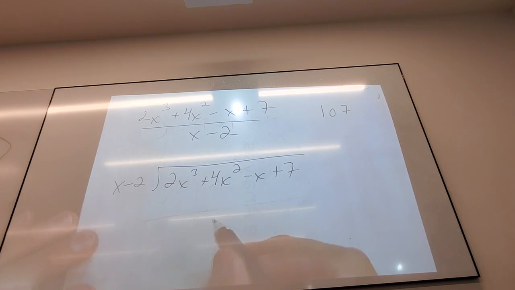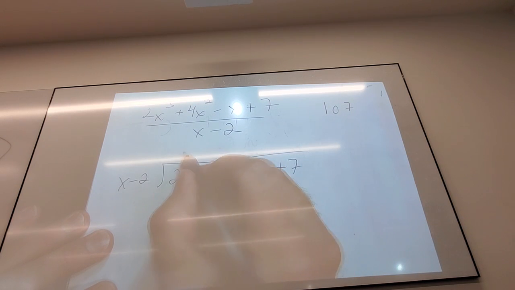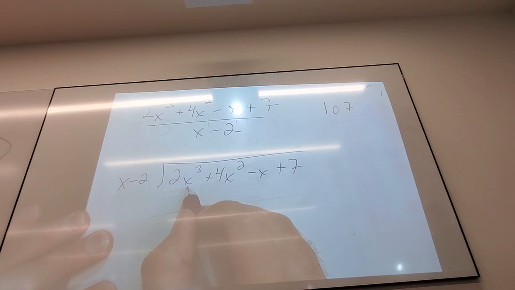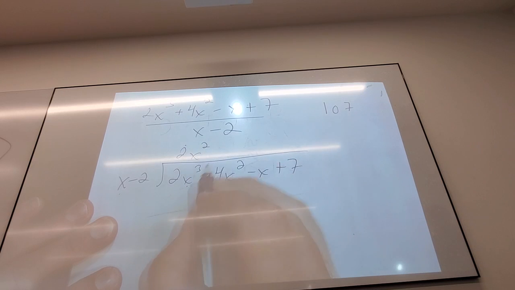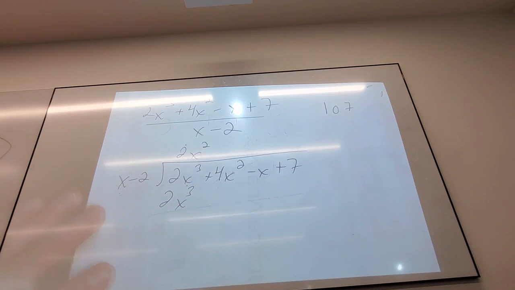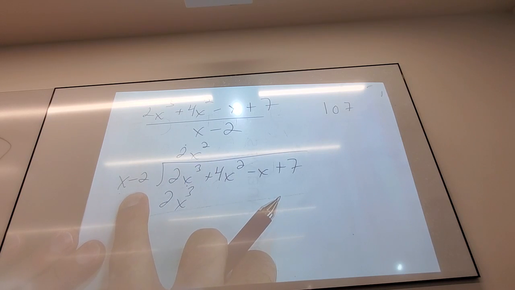All right, what's my first step here? Good. X times what is 2x cubed? The same exact step you do when you're doing long division of numbers. Why does that make sense? Because variables are just numbers. They have to act the same way numbers do, because that's all they are. So 2x squared times x is insanely enough 2x cubed. Of course it is. We made it. What's 2x squared times negative 2?